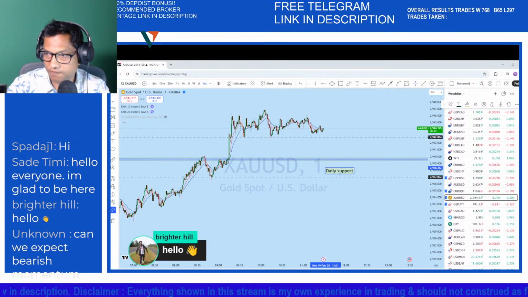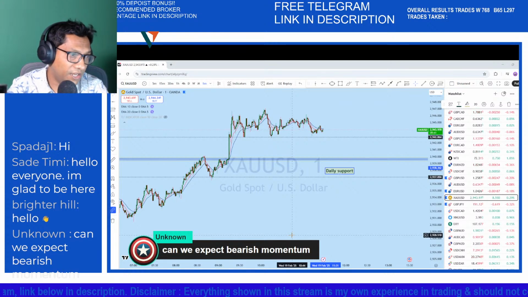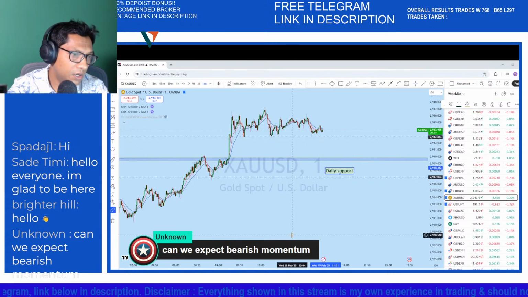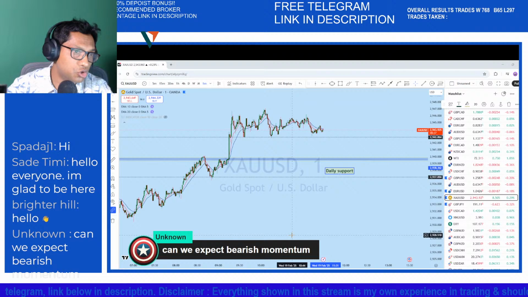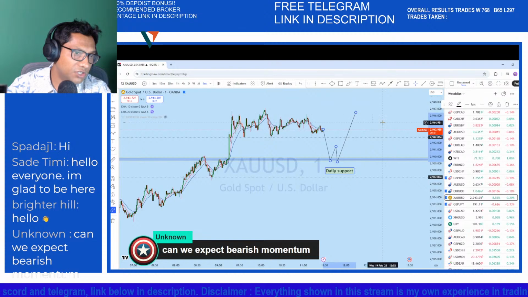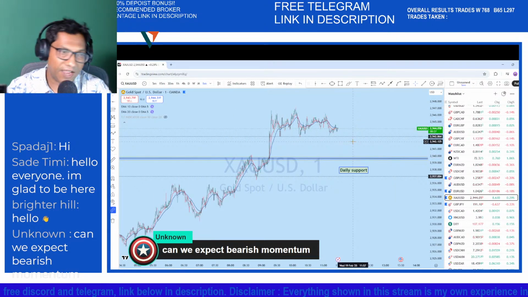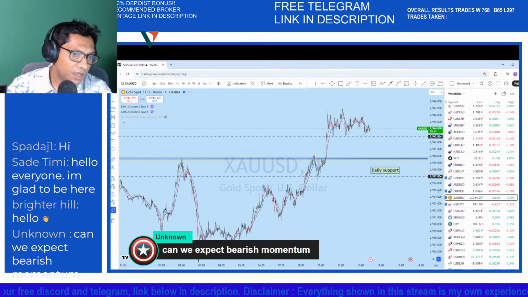Can you expect bearish momentum? Short term bearish momentum possible. That's what we are waiting for, for the market, from a short term perspective, to drop down to the liquidity zone. Okay, and then we will be looking for a bullish entry. Short term, we can expect the market to come back here to the support level.